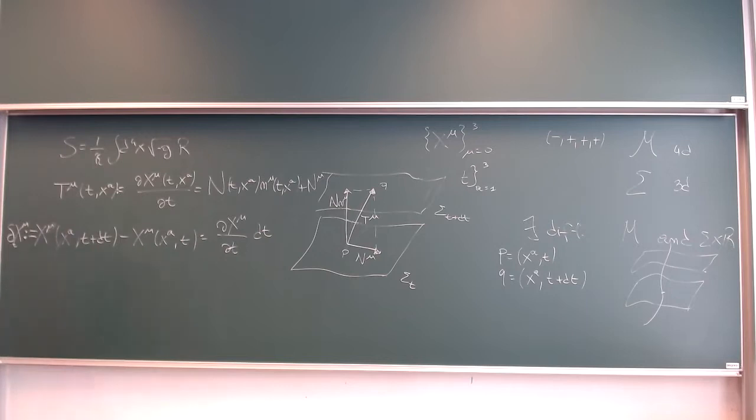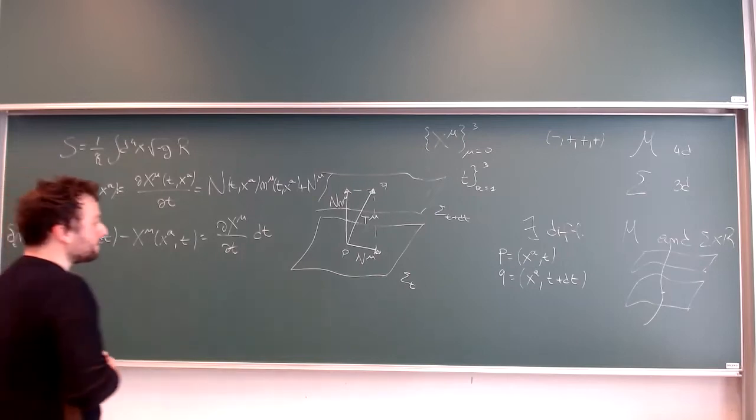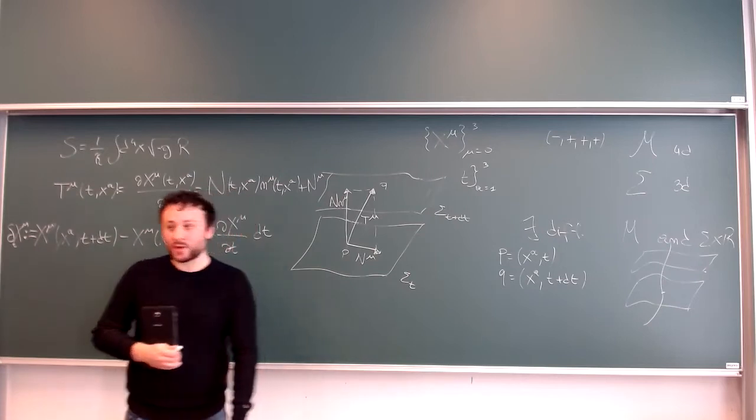May I ask, maybe I missed something, but why did you choose P and Q to have the same space coordinate, sigma coordinate, as A? Why? Yes, why?